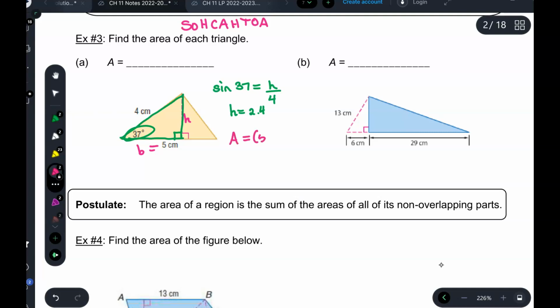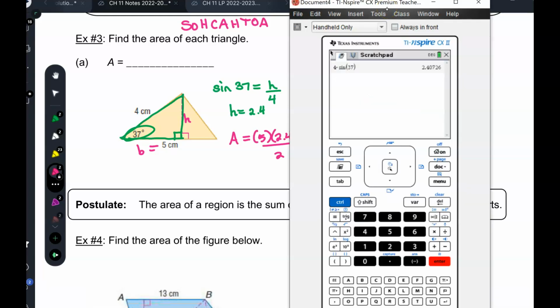Okay, so I want 5 times 2.4 divided by 2. But I don't want to use 2.4. I want to use this previous answer. So there's a couple ways I could do that. I could do 5 times, and then if you do control negative sign, it'll take that previous answer. And you can also highlight it. And that will give us 6.02. We'll just round to the tenth.